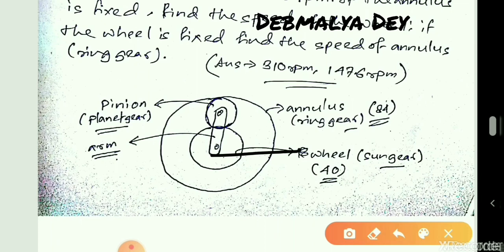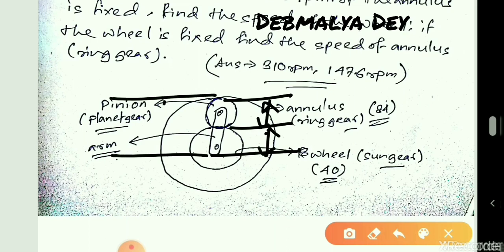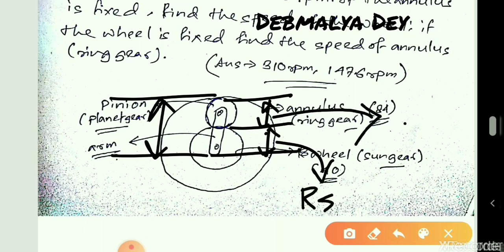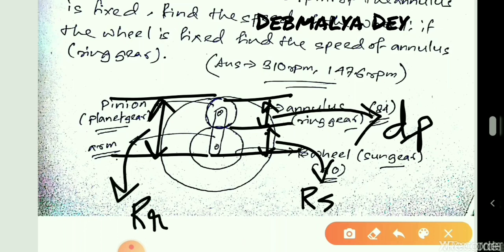See, this distance plus this distance will be equal to this distance. Obviously from the geometry we can understand this. Now this distance is the radius of the sun gear. This distance is the diameter of the pinion gear. This distance is the radius of the ring gear. So from the geometry we can write RR equals dP plus RS.